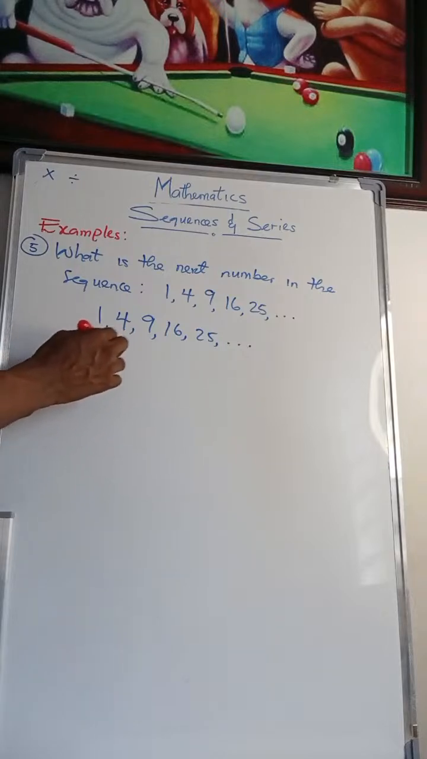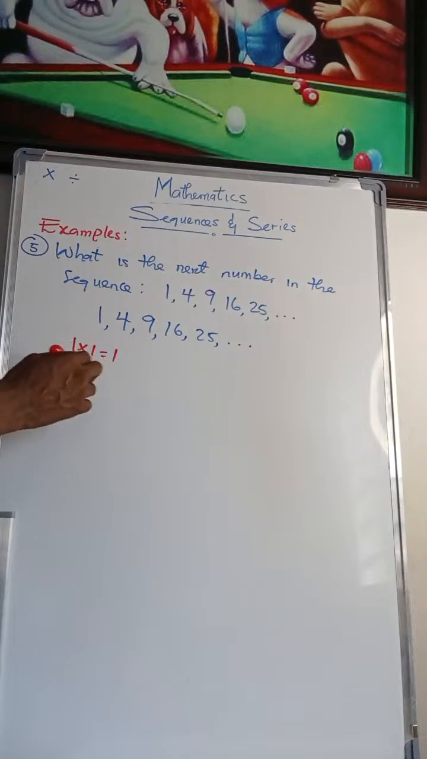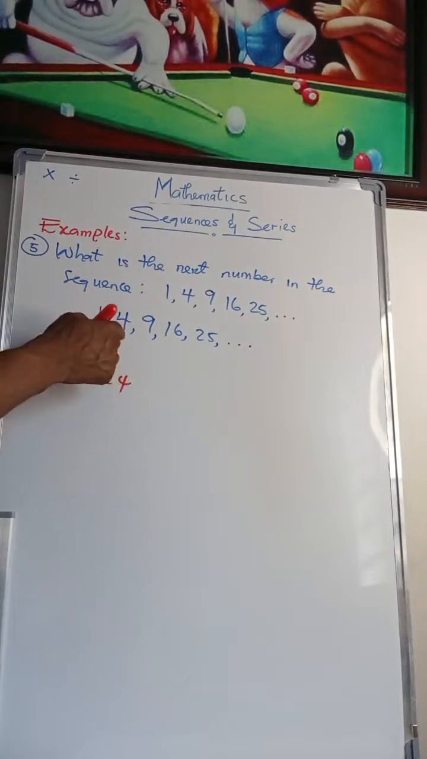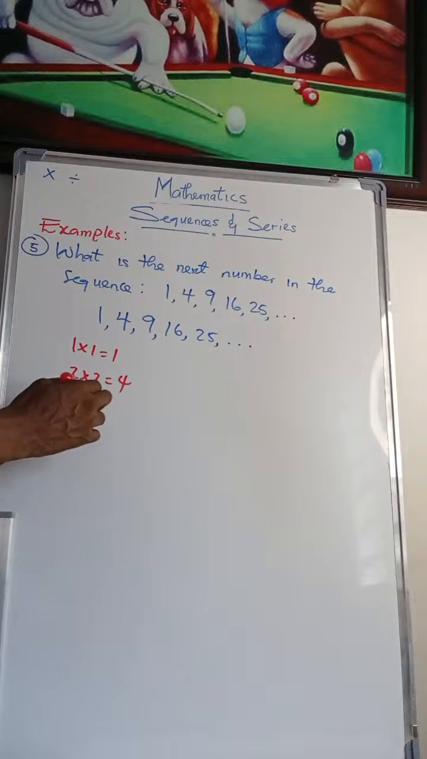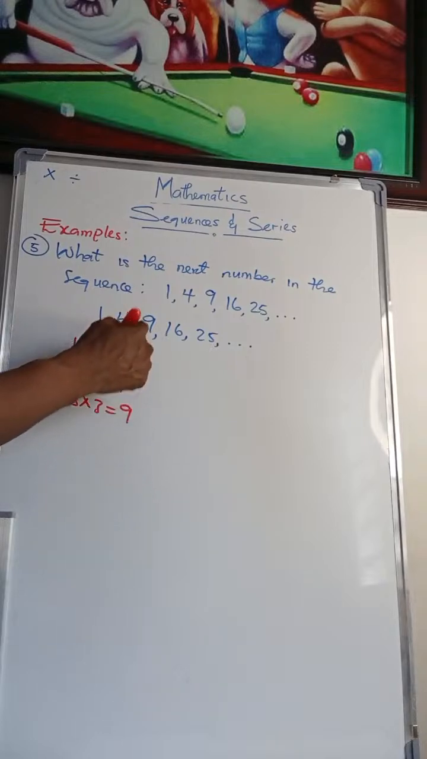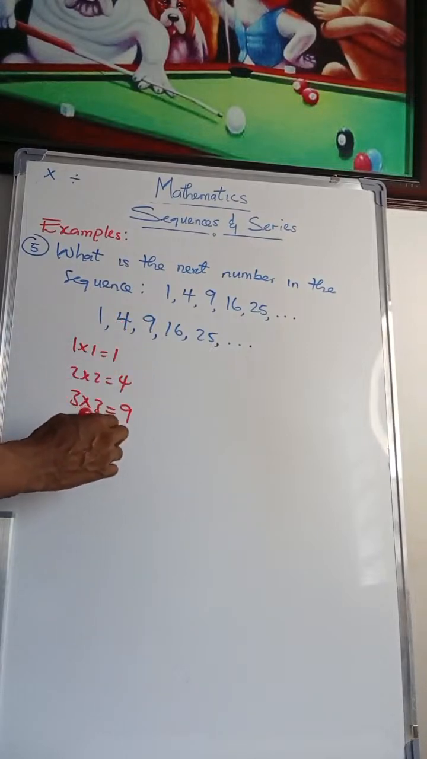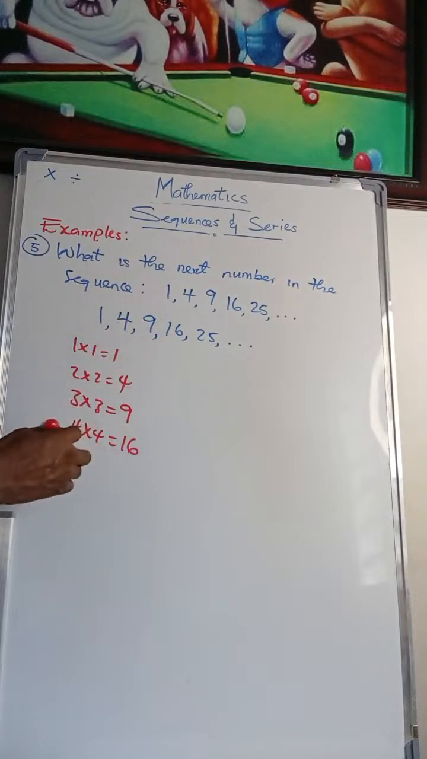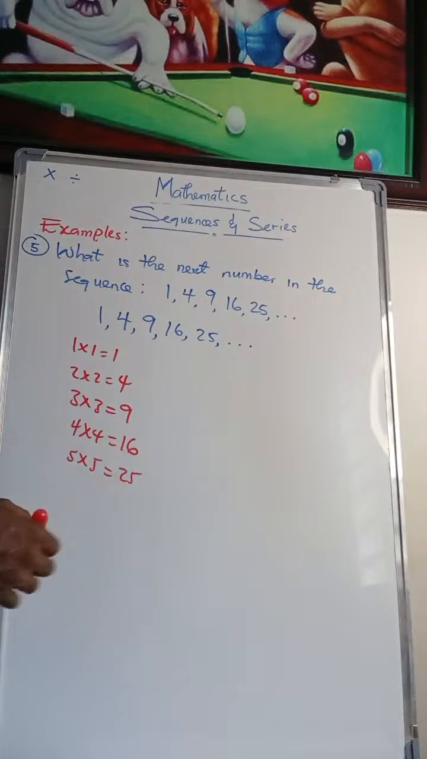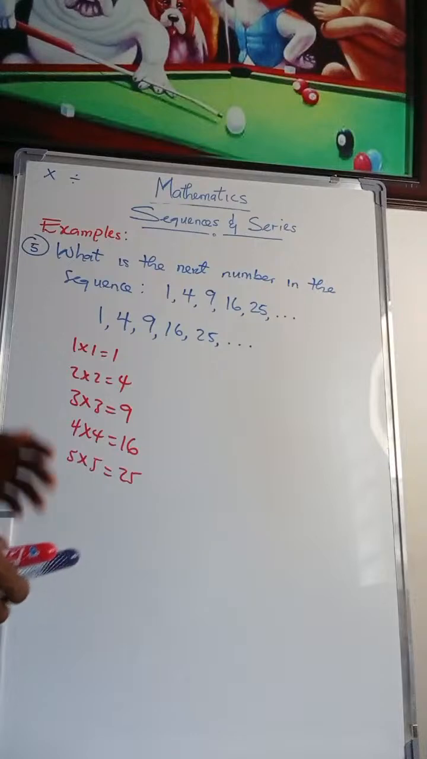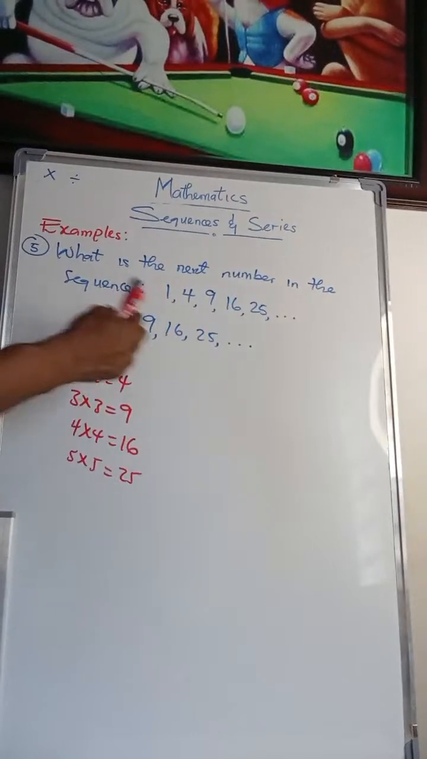1 times 1 will give us 1, which is this. 2 times 2 will give us 4, which is the next one. 3 times 3 will give us 9. That follows. 4 times 4 will give us 16, the next one. And then 5 times 5 gives us 25. These numbers are perfect square numbers. They are consecutive perfect square numbers.